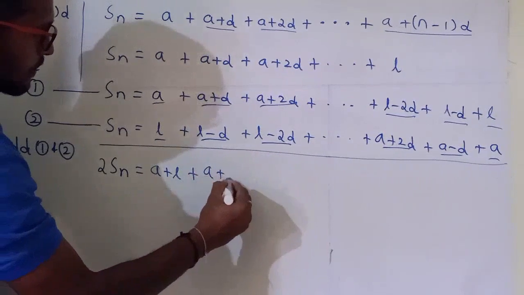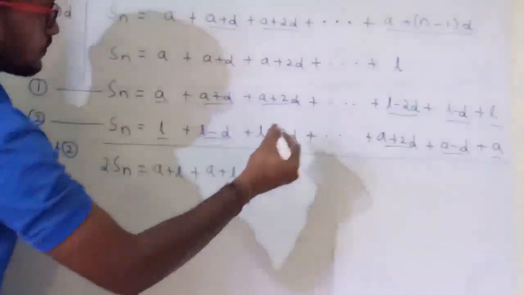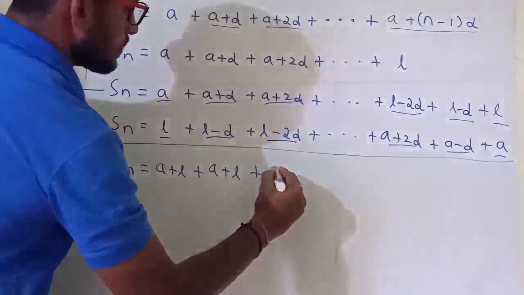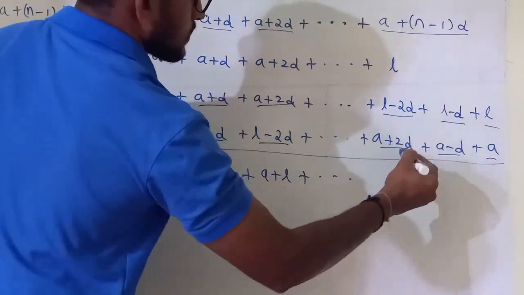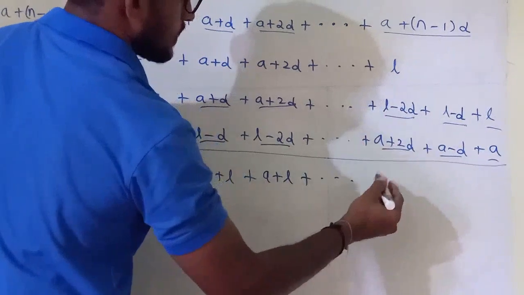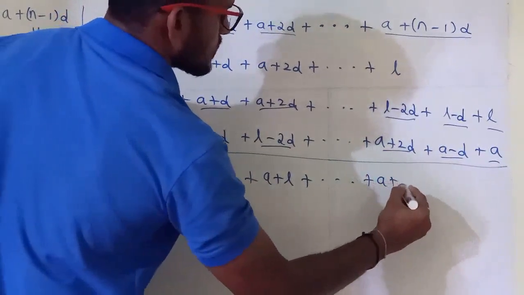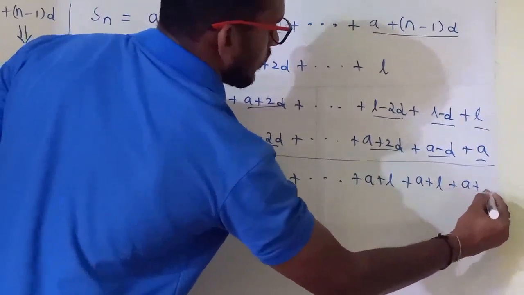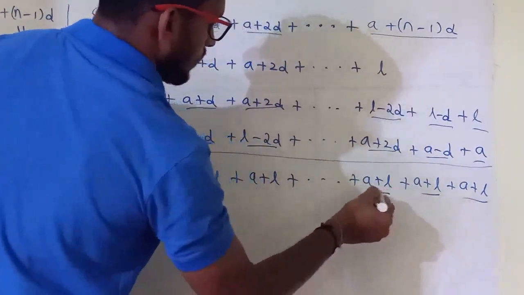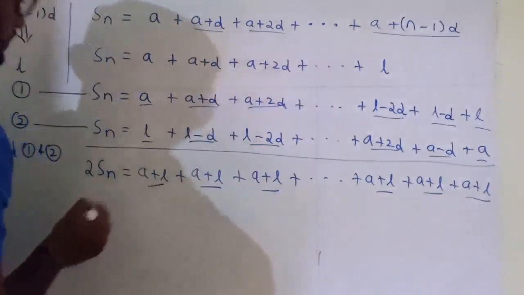What is going to remain now? a plus l. Here also plus 2d and minus 2d cancel. What remains? a plus l. Similarly here, minus 2d plus 2d get cancelled, and you will get l plus a, or you could write it as a plus l. Again a plus l, plus a plus l, plus a plus l. In all the cases, you will get a plus l when you simplify it.